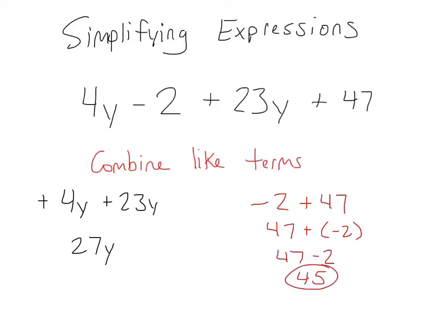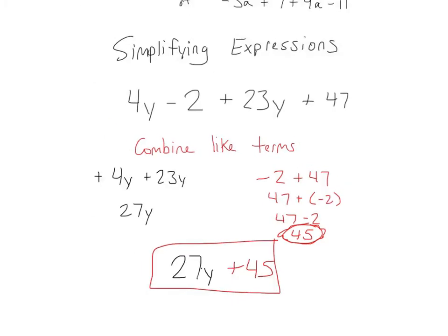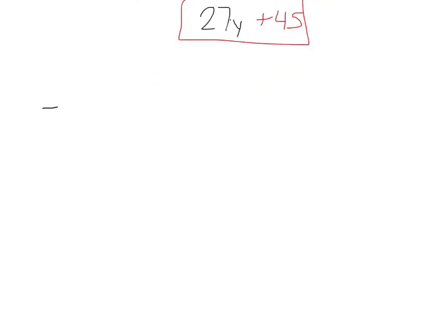Oh, I shouldn't really circle that, I'm not done. 45. I can't erase that for some reason. Ignore the circle. Okay, so what does that mean in the end? Well, it means my expression is a positive 27y, and then I have a positive 45, or plus 45. And there you go. So why don't you try this one? Take a minute, simplify that variable expression by combining like terms, and let's see what you get.